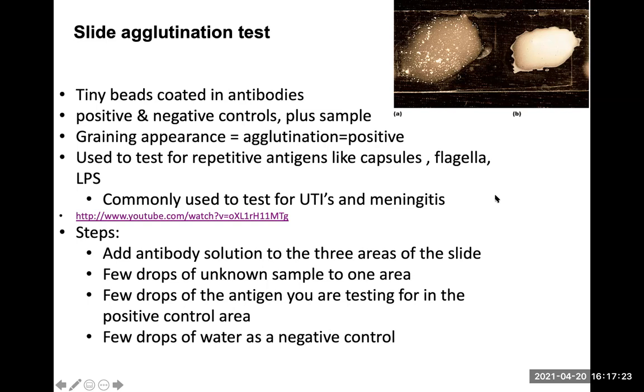We do slide agglutination tests commonly against antigens like capsules, flagella, and LPS. So big repetitive antigens, right? And mostly we can use this for diagnosing UTIs or meningitis. So it is still used. As simple of a test as this seems, it can be very useful.